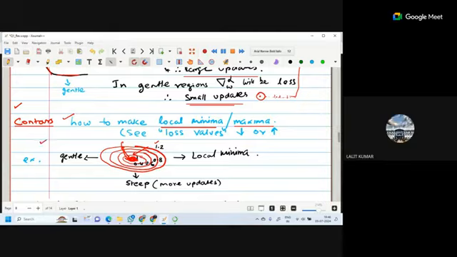Second is how to identify in a contour which is a steep region and which is a gentle region. Like I mentioned earlier, in the steep region you have more updates. So here the distance between these contour lines will be less. So this is a steep region. Whereas in the gentle region, the distance between these two lines will be more. So this is a gentle region. These are the two concepts of the contours.